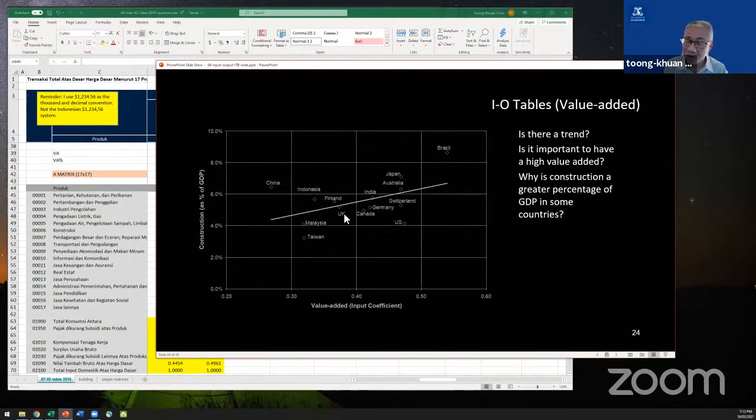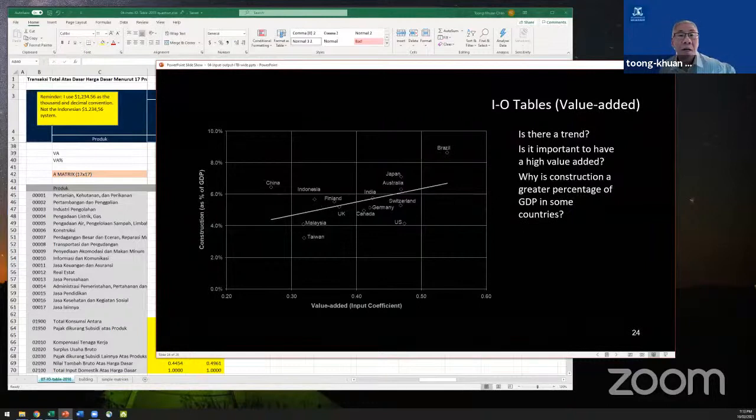Is there a trend? When I started this research many years ago, I was thinking, is it important to have a high value add? So this is a figure of value add versus construction as a percentage of GDP. Is there a trend? And is it important to have a high value add? What do you guys think?